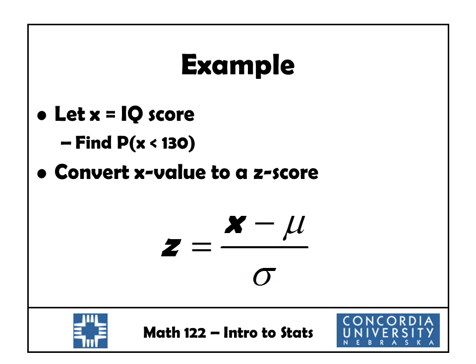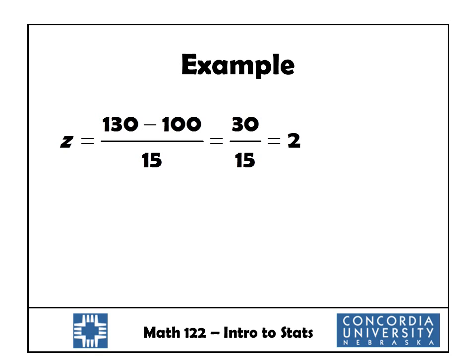Mu was the mean given in the problem. Sigma is the standard deviation given in the problem. In this case, we have a mean of 100 and a standard deviation of 15. We plug it in, do the arithmetic, and we have a z-score of 2. So the probability that we want is equal to the probability that z is less than 2.